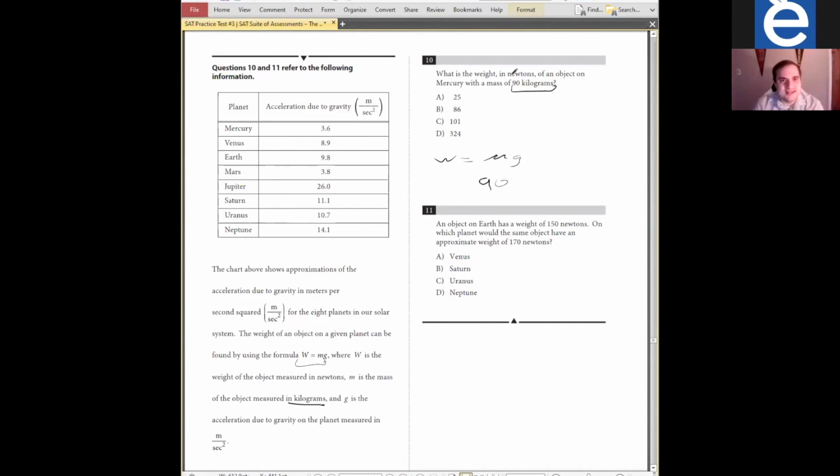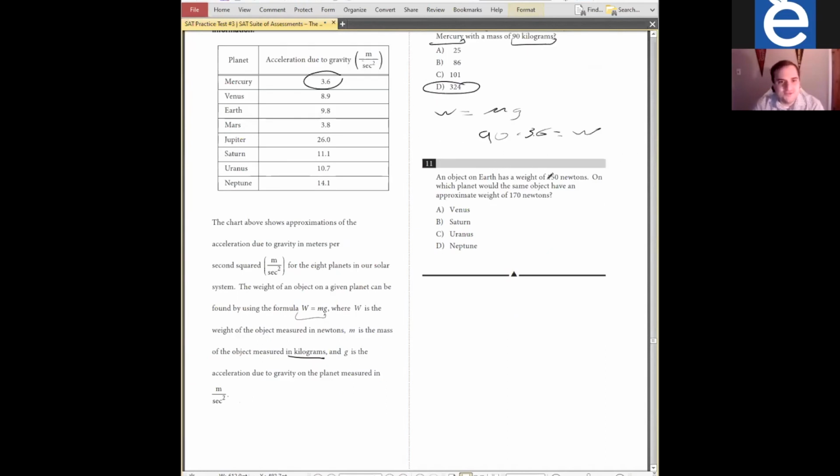And now, it's asking the weight of an object on Mercury, right? Well, if we look at the table, that is where we can get the acceleration due to the force of gravity for Mercury. So it's 90 times 3.6 is equal to the weight. 90 times 3.6, 324. Boom.